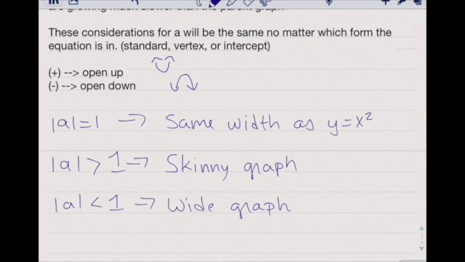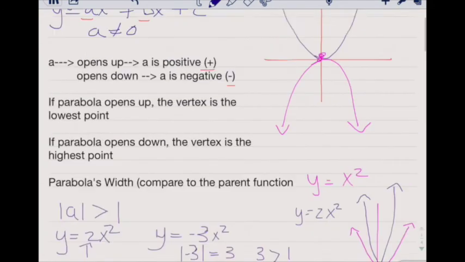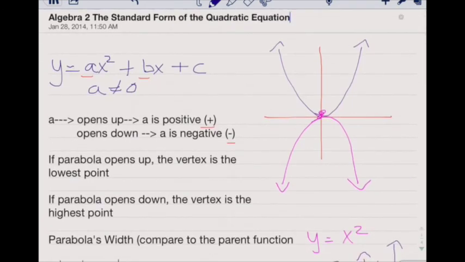I'm going to retitle this one because it took a little bit longer. Instead of the standard form of the quadratic equation here, we're considering the effects of the coefficient a. So we're now going to call this video the effects of the coefficient a on a parabola.